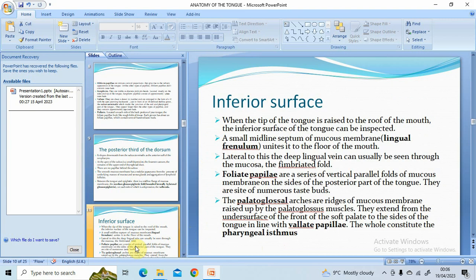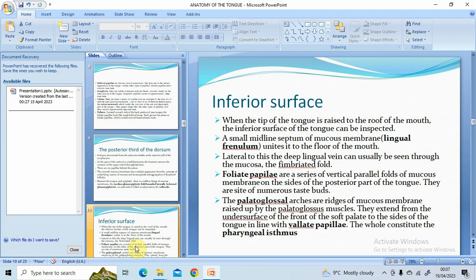So the inferior surface of the tongue is seen when you raise the tip of the tongue to the hard palate. That is when you expose the inferior surface of the tongue. When you expose it, you see a small midline septum of mucous membrane. It is called the lingual frenulum. This unites the floor of the mouth to the tongue.